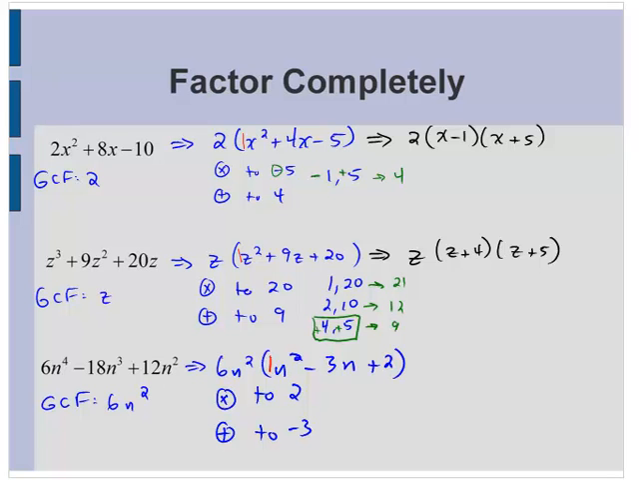Alright, so the only pair of numbers that multiplies to 2 is 1 and 2. We need that pair to also add to negative 3. Well, I could have a negative 1 and a negative 2. And a negative 1 times negative 2 is positive 2. And negative 1 plus negative 2 is negative 3. Alright, so that works. So then I would write the completely factored form as 6n squared times n minus 1 times n minus 2.